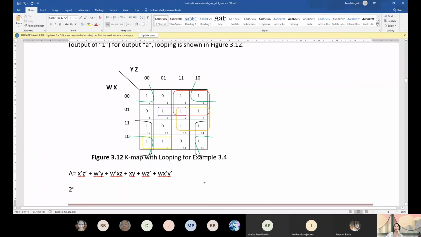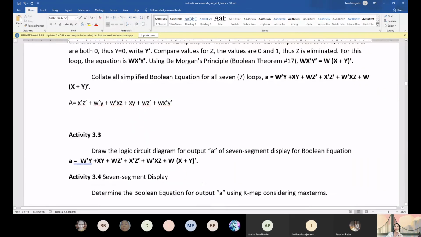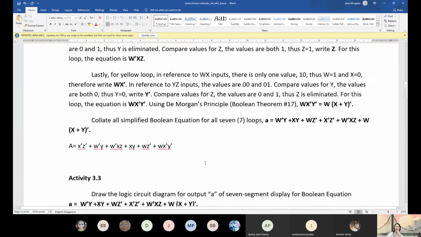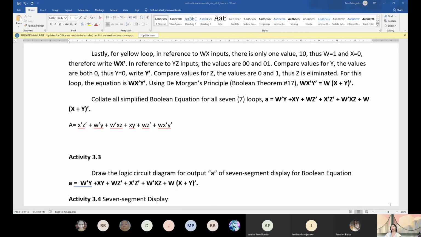Okay, so this will be your assignment. Draw the logic diagram for output A. Okay? Question. Ilan lang po ba ang limitation ng loop? Nasagot ko na ba ito, Justin? Blue loop. Tinanggalan natin yung blue loop because it's redundant. Lahat naman kabilang na siya sa loops. Kailan siya tatanggalin?